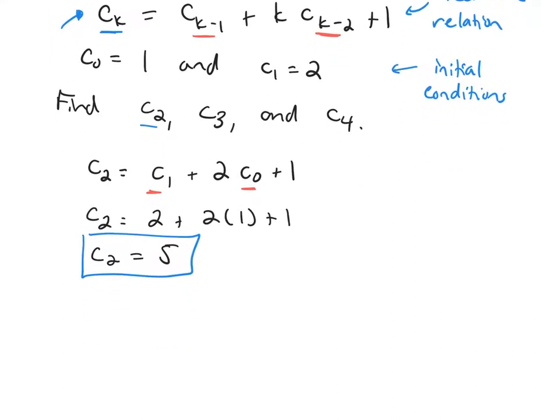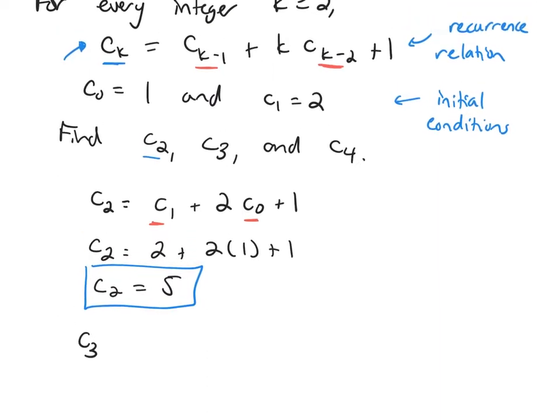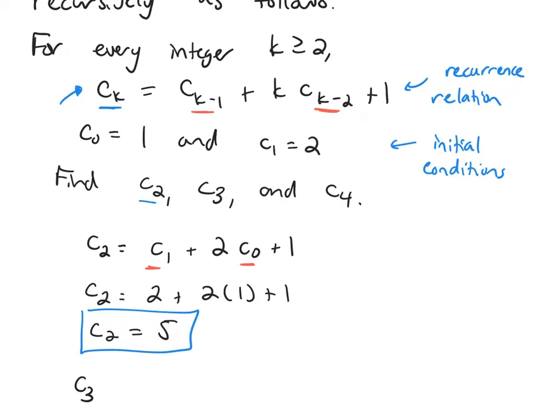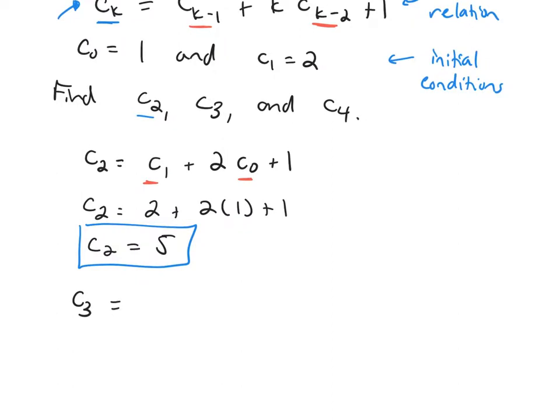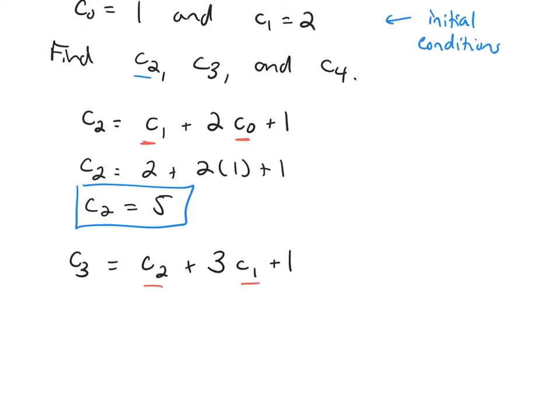All right, and now let's find C3. Again, you go back up to your recurrence relation and plug in k equals 3. So C3 equals C2 plus 3 C1 plus 1. Again, I know C2, I just found it, and I was given C1 in my initial conditions, so I plug those in. I get C3 is 5 plus 3 times 2 plus 1. C3 will be 12.